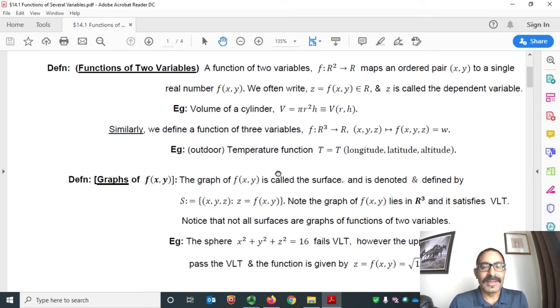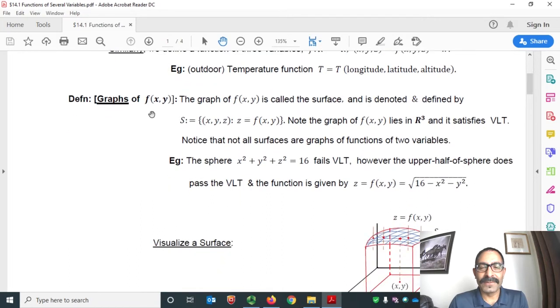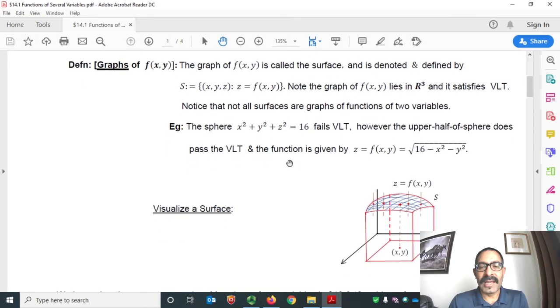Awesome. Next definition: graph of a function of two variables. The graph of a function of two variables is called a surface, and the surface lies in R3, and it is denoted and defined by S equals the set of all (x, y, z) such that z equals f of (x, y). Note that the graph of f(x, y) lies in R3 and it satisfies the vertical line test. Notice that not all surfaces are graphs of functions of two variables.